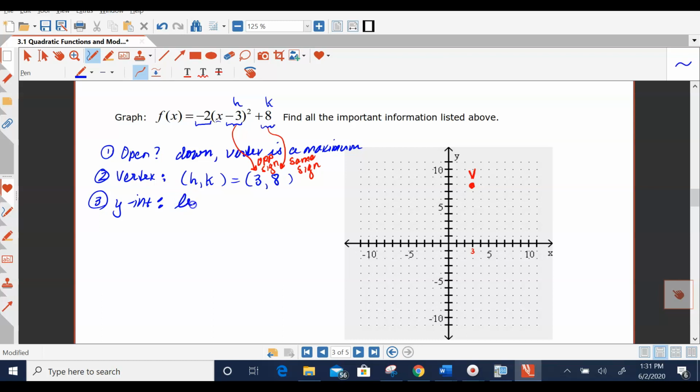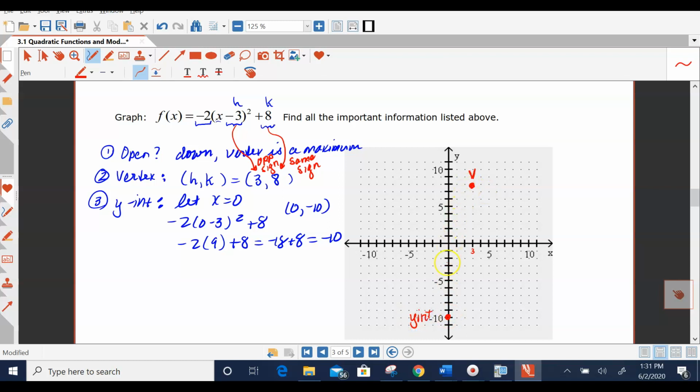For the y-intercept, remember we let x be equal to 0. So I'll have negative 2 times 0 minus 3 squared plus 8, which will be negative 2 times 9 plus 8, which is negative 18 plus 8, which is negative 10. So my y-intercept is at 0, negative 10. You need to be able to do this algebraically like I just did in this example. So my y-intercept is 0, negative 10. There's my y-intercept.